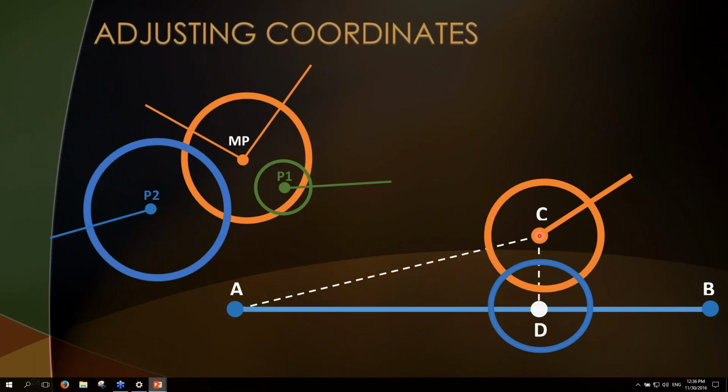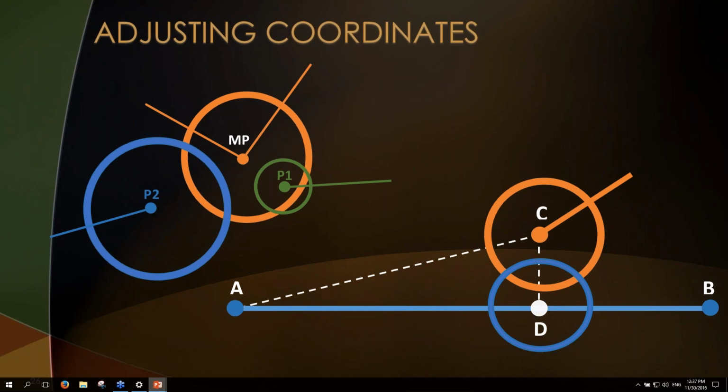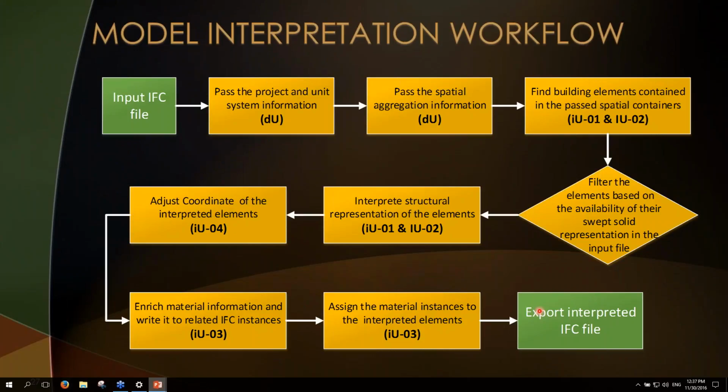We measure the distance of this endpoint from the other elements. It's a perpendicular distance, and then compare that with the size of elements, and based on that, we identify connection points and then modify the coordinates of this point to be equal to the coordinate of this point to be connected. So that was an explanation of one interpretation unit.